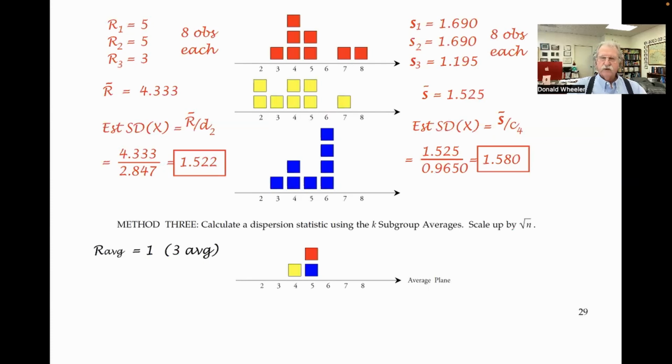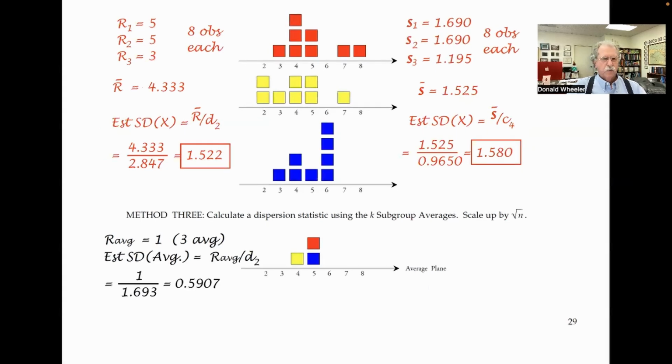So when we measure dispersion on the X-bar plane, we are going to be estimating the standard deviation for X bar directly. So an estimate for the standard deviation for the averages will be the range of the averages over D2. That's 1 over 1.693. 1.693 is the D2 for 3 data. You see, the range doesn't know if they're averages or what. It just sees 3 data points. So 1 over 1.693 is 0.5907.